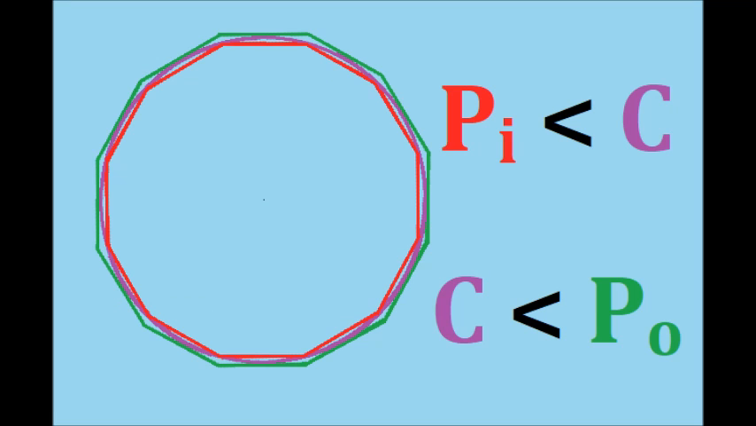Here I have doubled the number of sides from 6 to 12. The inner perimeter is still smaller than the circumference, and the outer perimeter is still greater. However, both the red and green polygons hug the circle a little more closely than the hexagons did last time. This should lead us to suspect we can get an estimate for pi closer than last time. Let's find out.